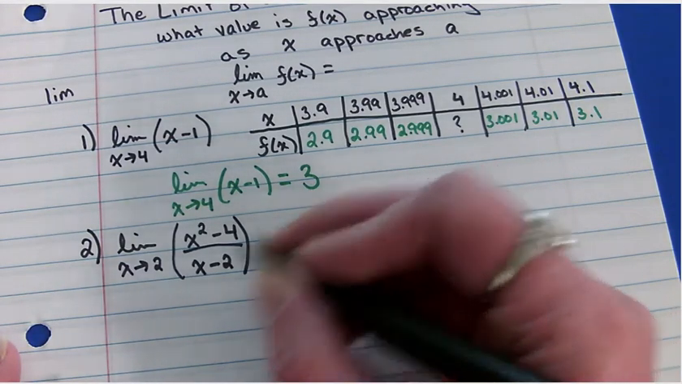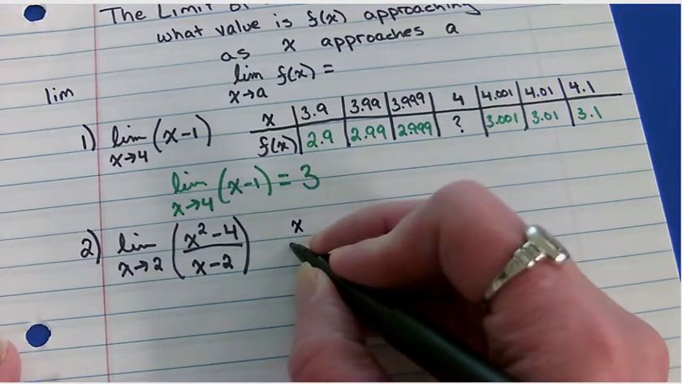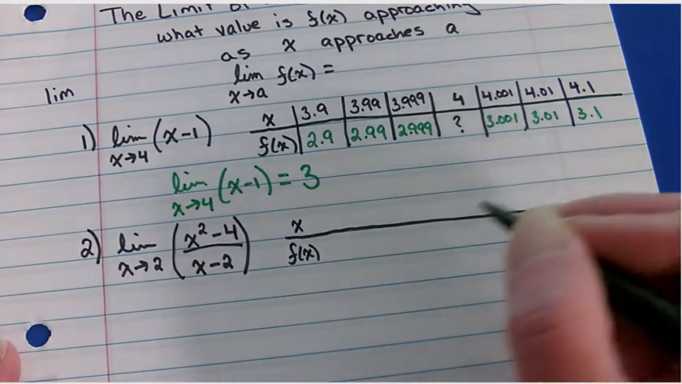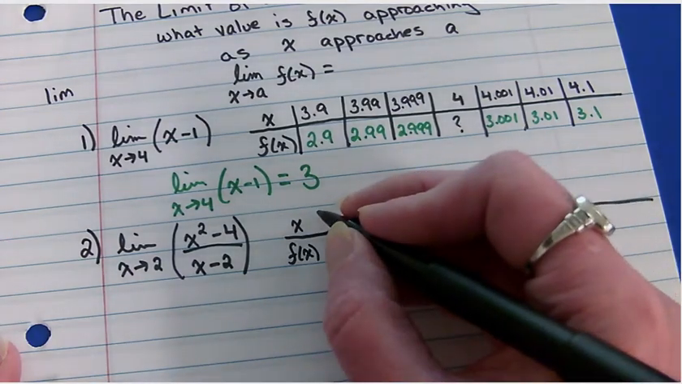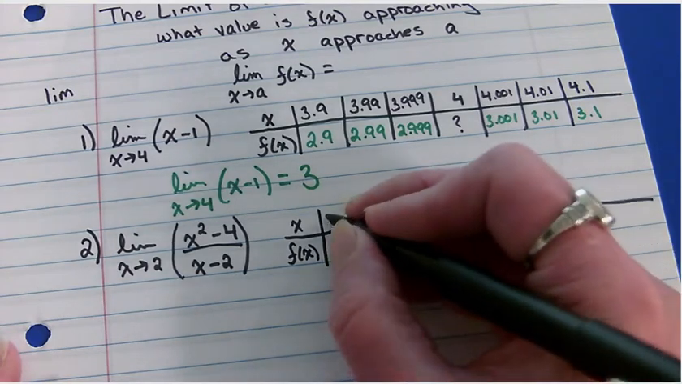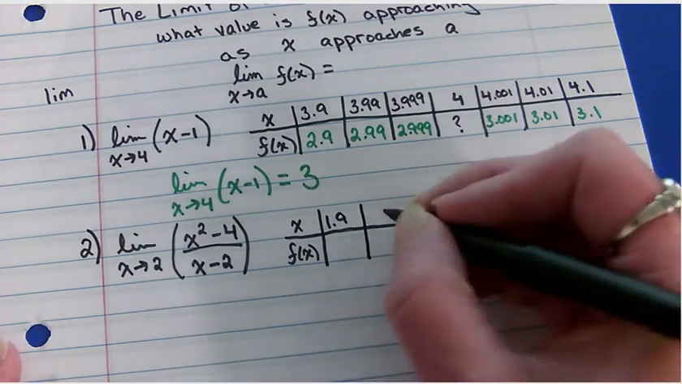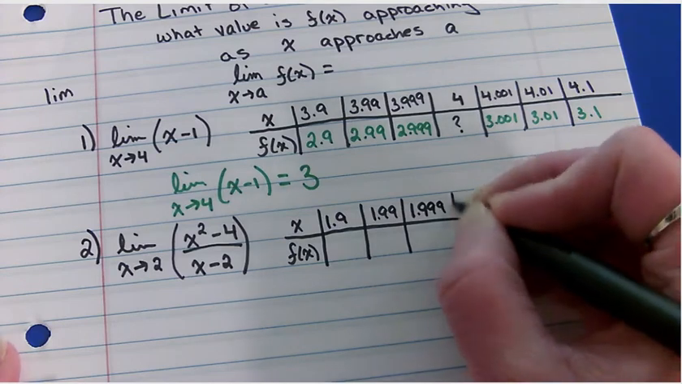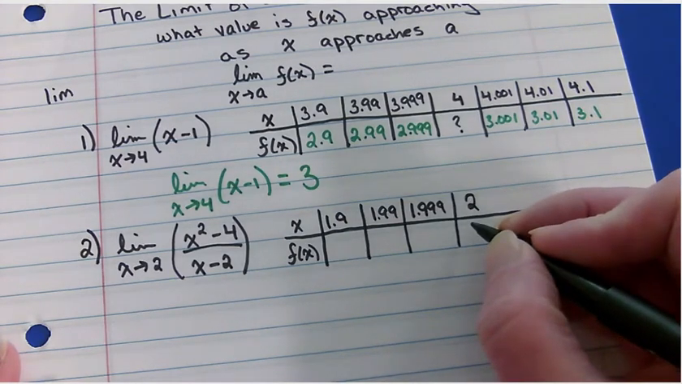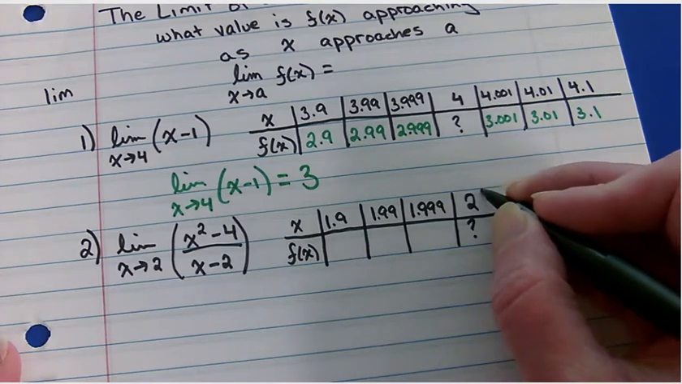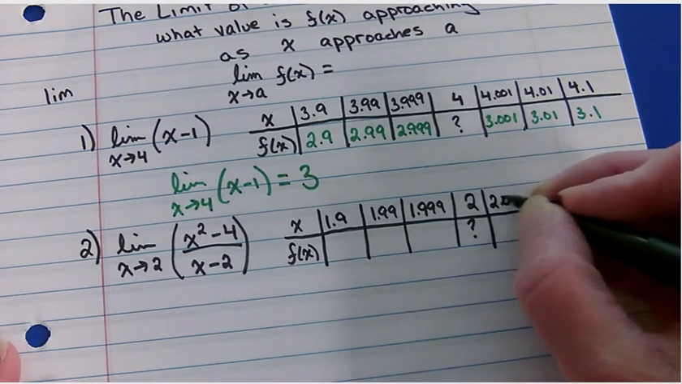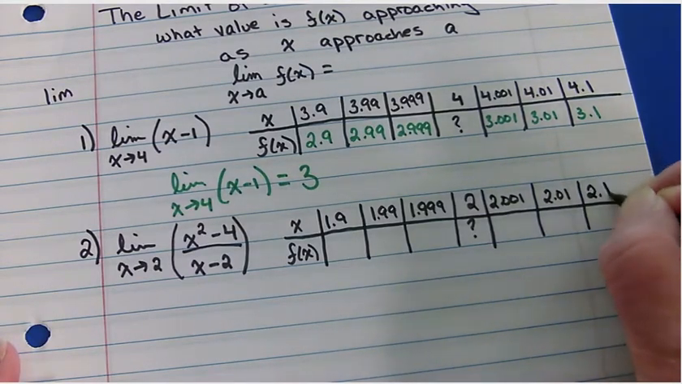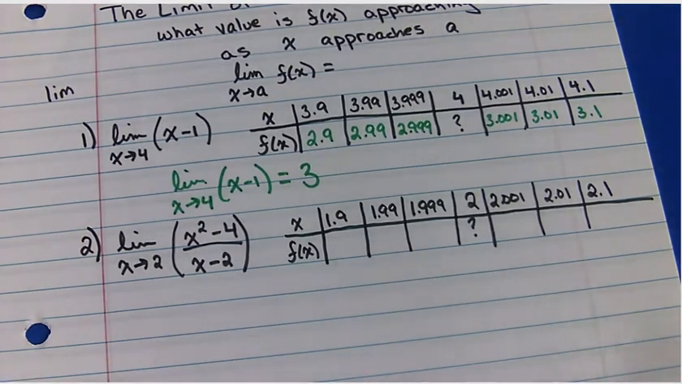So I'm going to make a table very similar to what we did up there. And I want to pick x values that are getting closer and closer to 2. So let's do something similar. Let's start with, say, 1.9. Then 1.99. Then 1.999. Then at 2, I can't even get an answer. Then the other side would be 2.001, 2.01, and 2.1.